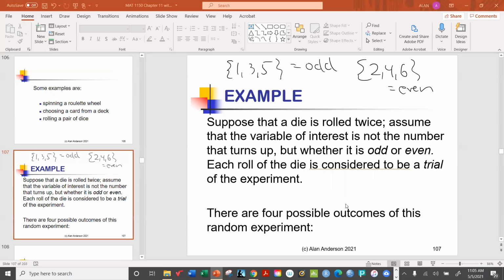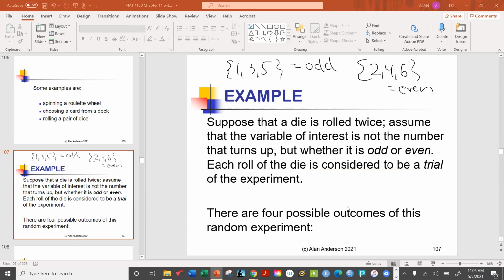Let's say, for example, that a die is rolled twice. This is an experiment that we'll want to look at over and over again throughout the rest of this chapter. Suppose we don't need to know if the number on the die is 1, 2, 3, 4, 5, or 6, but instead, for whatever reason, we're only interested in whether it's even or odd.